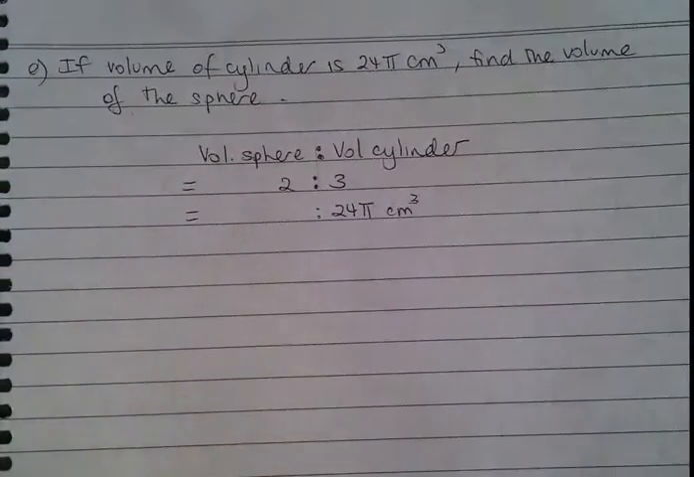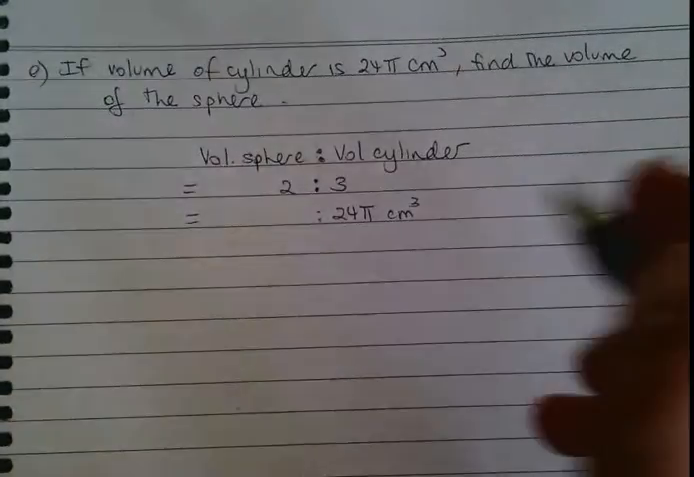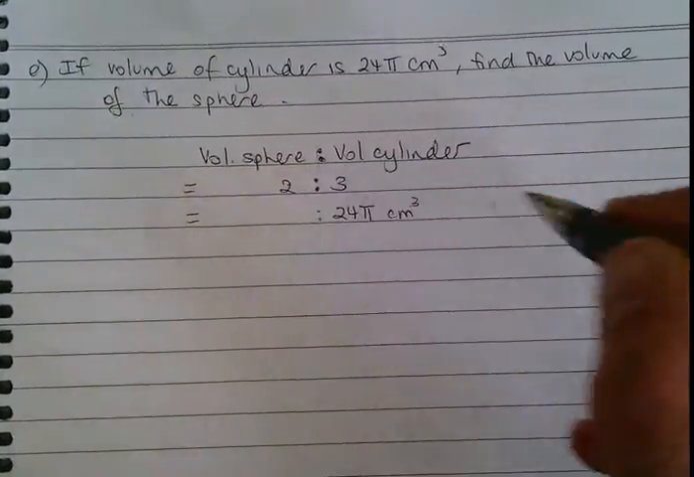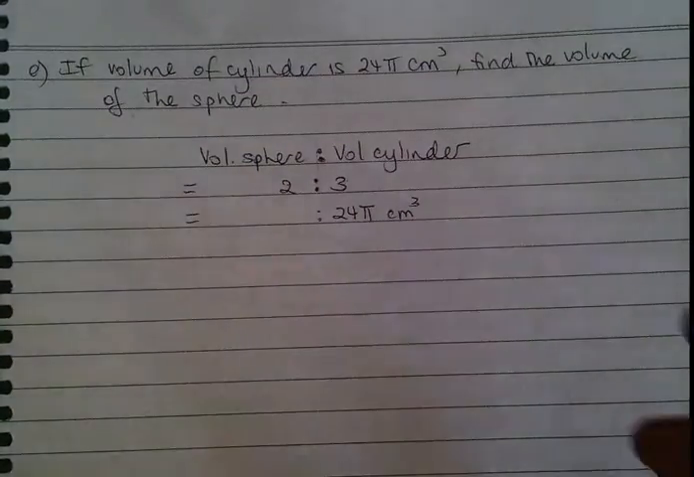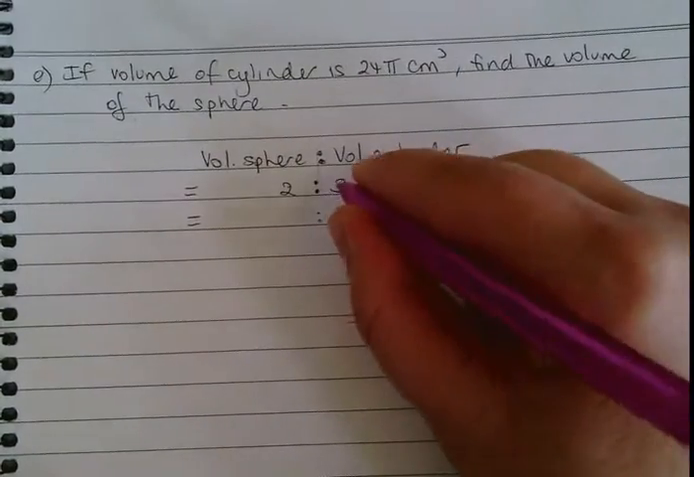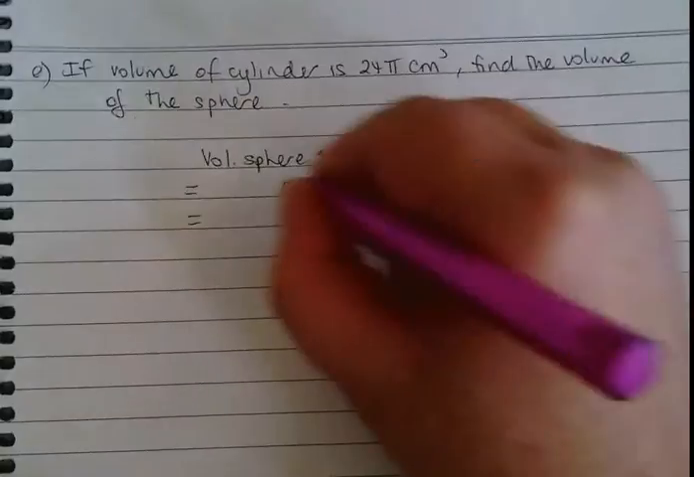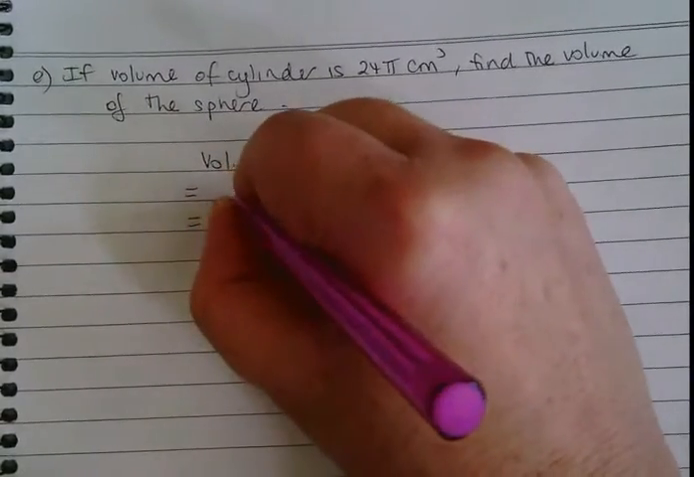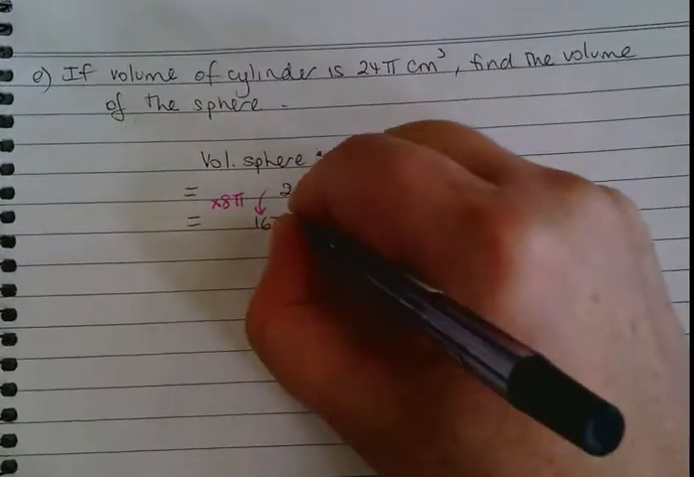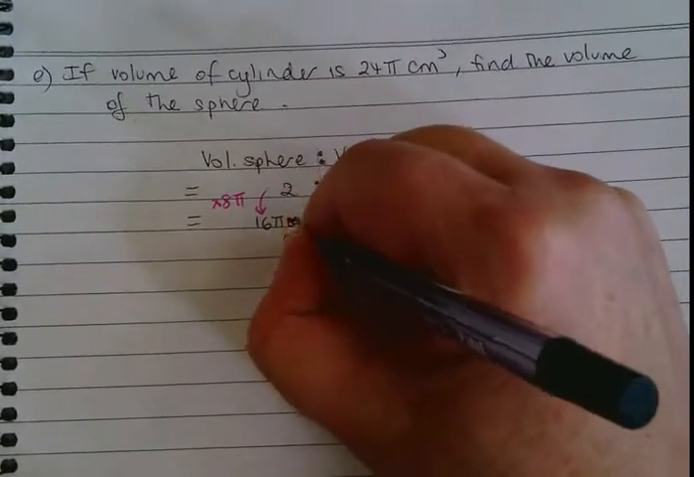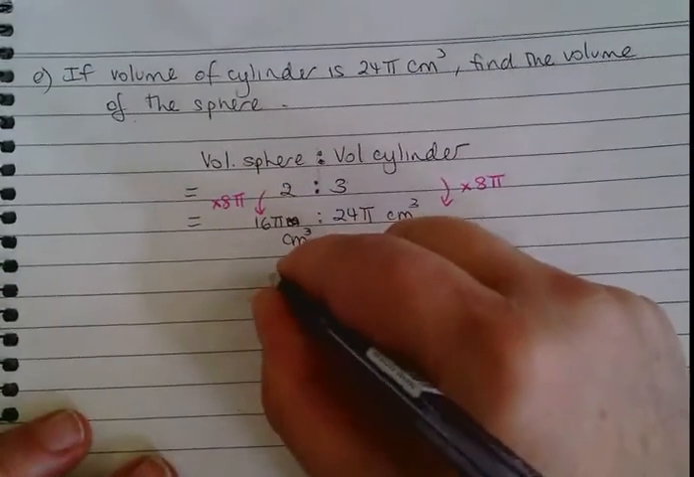The ratio of the volume of the sphere to the volume of the cylinder is 2 is to 3. Remember when we did all this sort of stuff in year 8. So if that is the ratio, then obviously the cylinder's got to be bigger than the sphere, doesn't it? So how did I go from 3 to 24 pi? I've obviously multiplied by 8 pi. So I times this one by 8 pi, and I get 16 pi centimeters cubed.